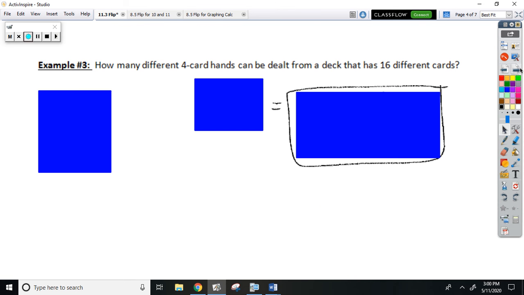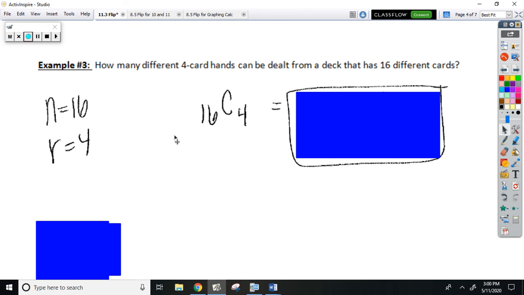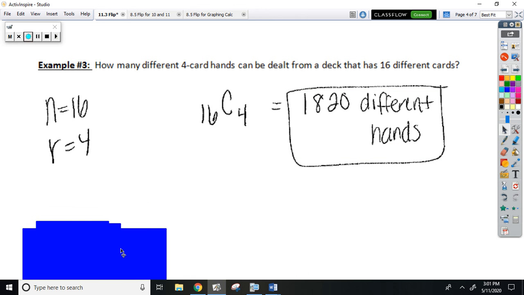The next one: how many different 4-card hands can be dealt from a deck of 16 different cards? Again, the order would not matter because the 4 cards you can rearrange in your hand, because once they're dealt to you, you have all 4 and you can rearrange them however you like. So again, 16 is our N, R is our 4. So we're doing 16C4. Using our calculator, we should get 1,820 different hands.